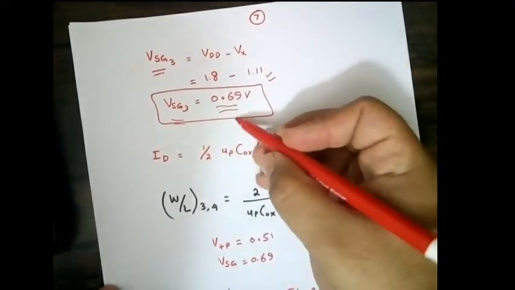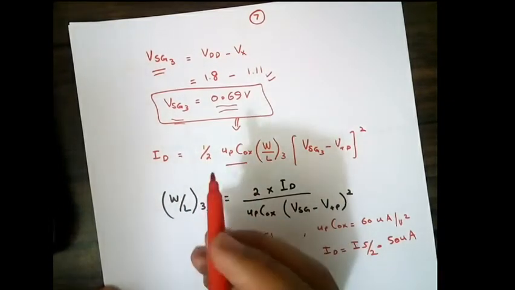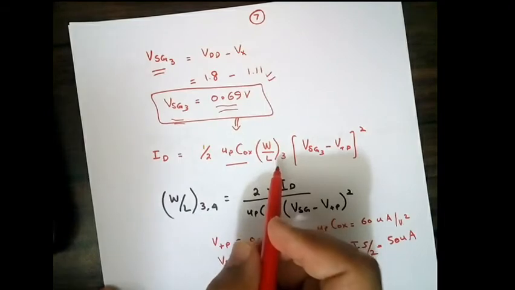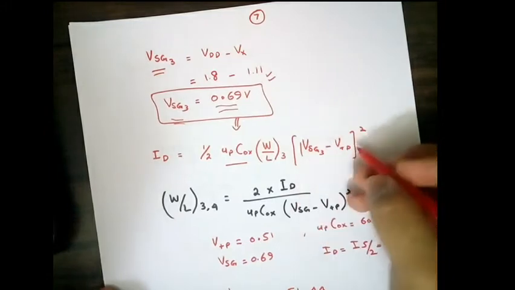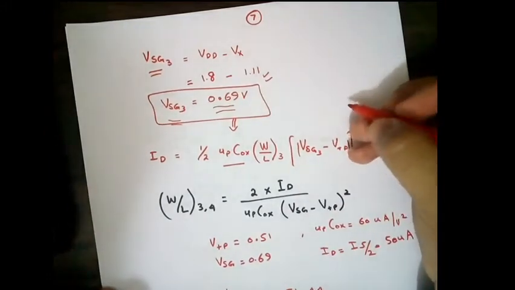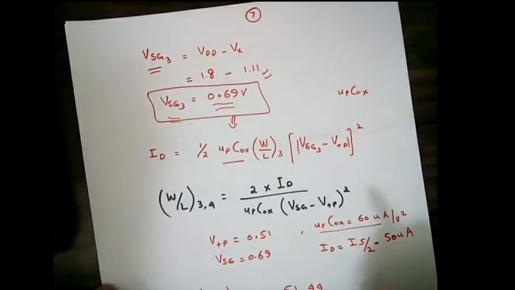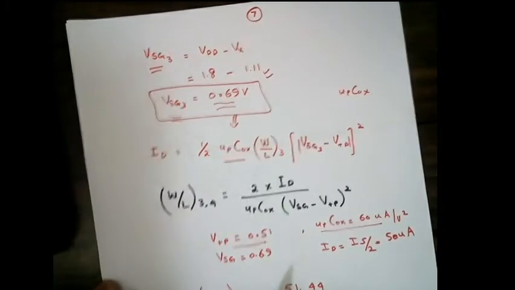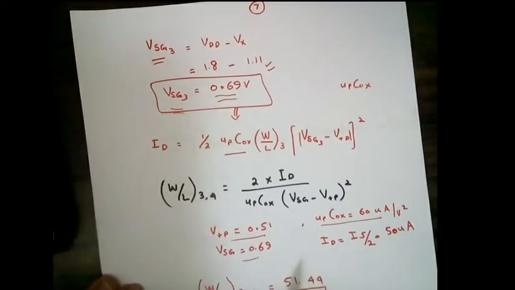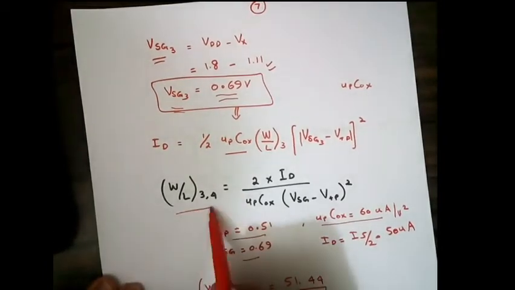So we will use this 0.69 volts in the current equation, which is 1/2 mu_p Cox, since it's a PMOS, W over L for 3, and (VSG3 minus VTP) whole square. The thing we need is mu_p Cox, which is provided by the foundry at 60 microamps per volt square. VTP is provided by the foundry as 0.51 volt, VSG is 0.69, and ID, the current moving through this node, is 50 microamps, which we figured out in the previous step. So we can safely find W over L.